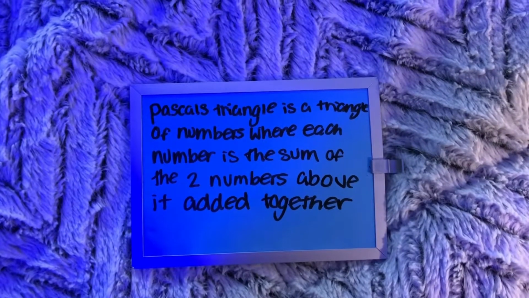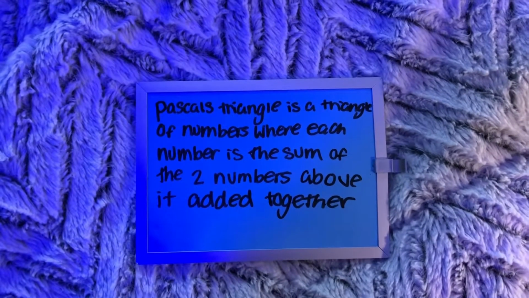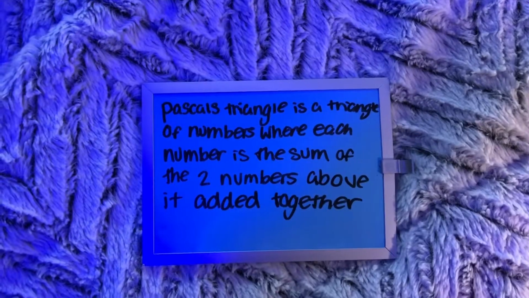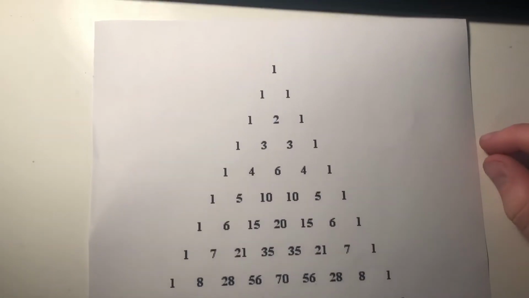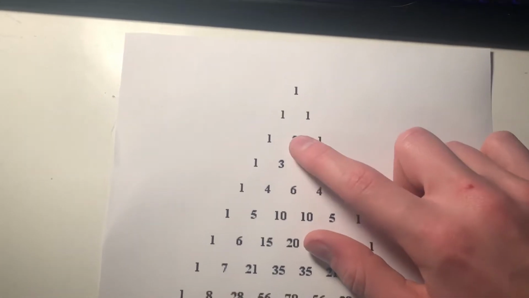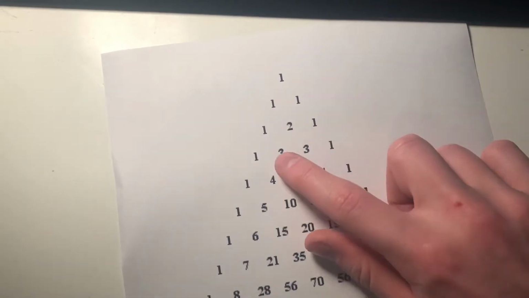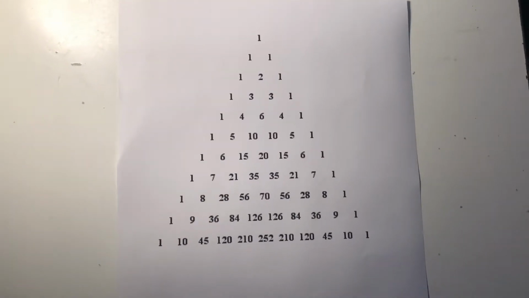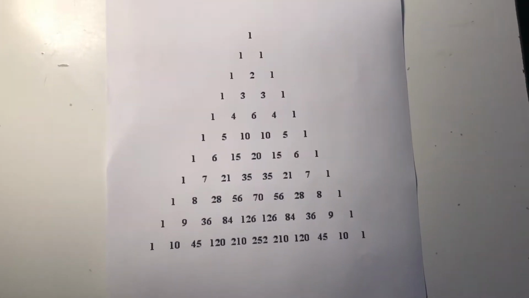Pascal's triangle is a triangle of numbers where each number is the sum of the two numbers above it added together. For example, 1 plus 1 equals 2, 1 plus 2 equals 3, 3 plus 3 equals 6, and so on. Pascal's triangle is used for binomial coefficients.